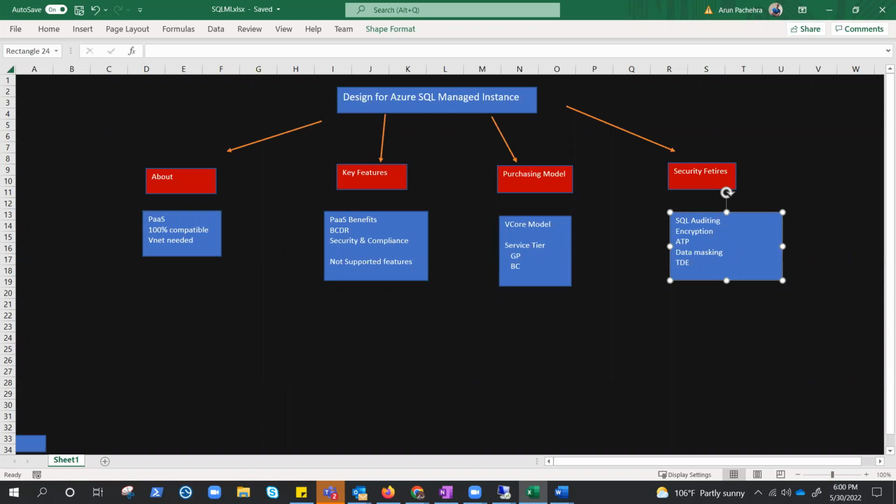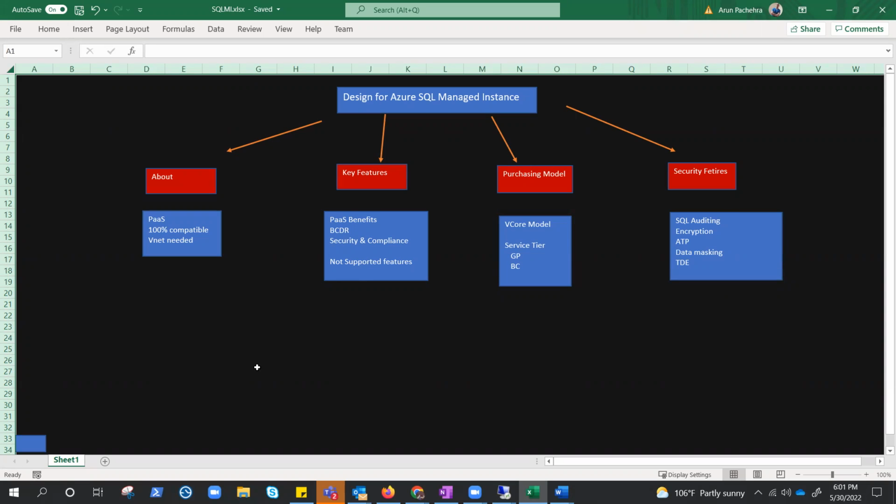TDE encrypts SQL MI data files, known as encrypting data at rest. TDE performs real-time IO encryption and decryption of the data in log files. TDE is proven encryption at rest technology in SQL Server that is required by many compliance standards to protect against theft of storage media.